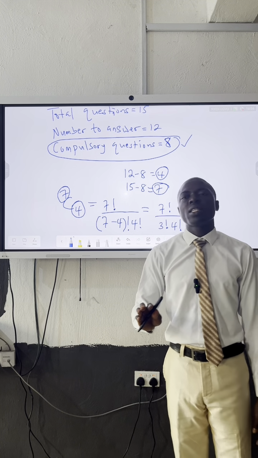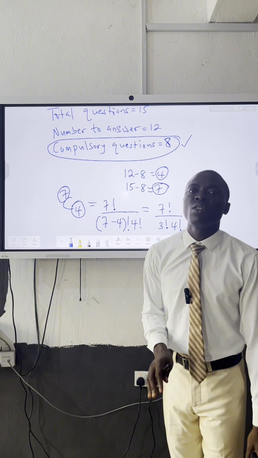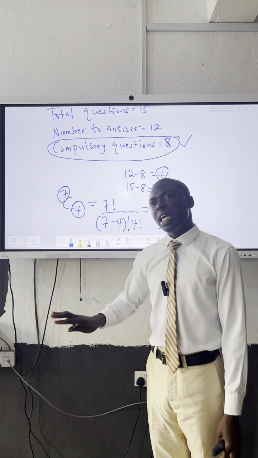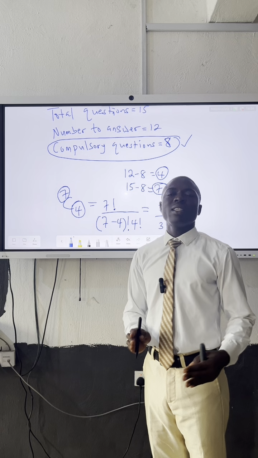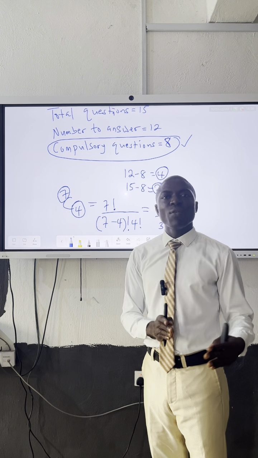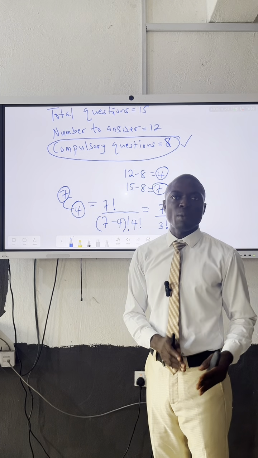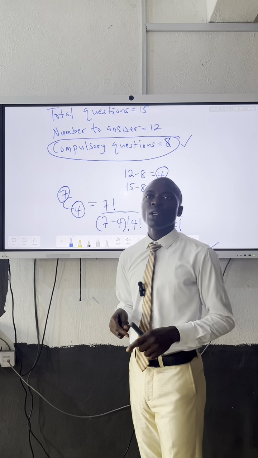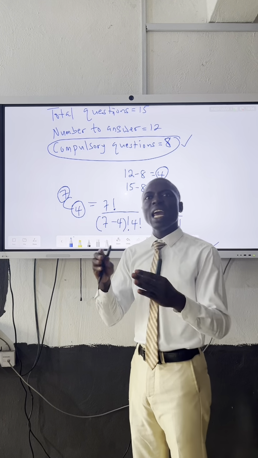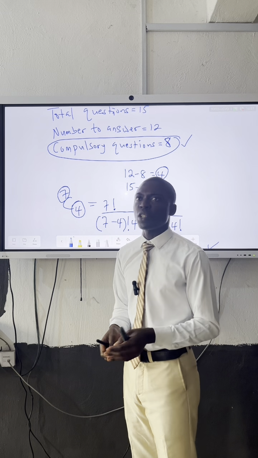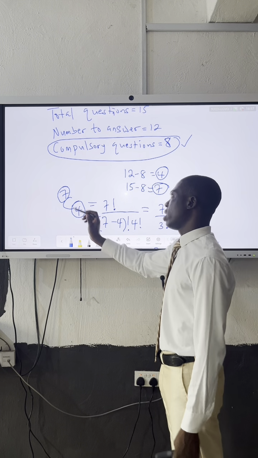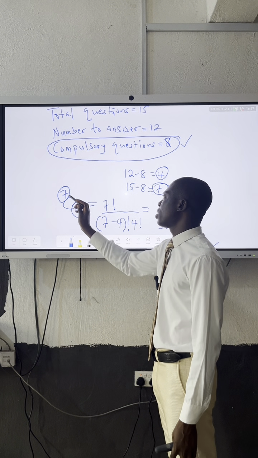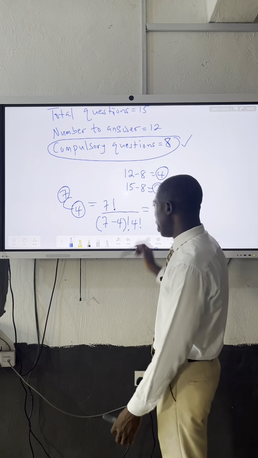First of all, the 8 compulsory questions, the candidate is meant to answer all of them. After answering the 8, the candidate now has 7 remaining questions. Remember, 7 plus 8 gives you back your 15 total questions. So the candidate will now select any 4 from the remaining 7 questions. Selecting 4 from 7 is written as 7 combination 4, and then you follow down.